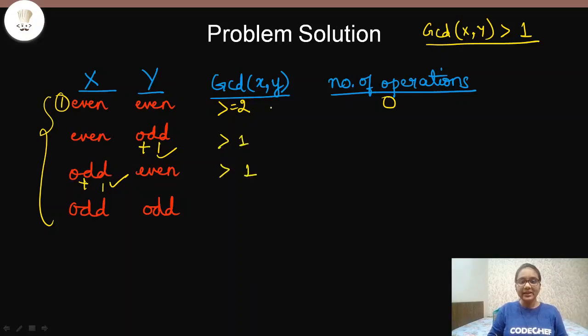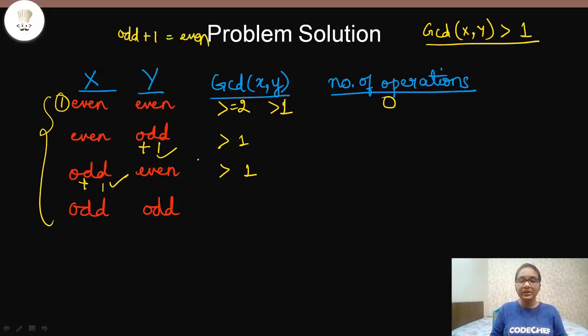Here also ideally I should have written greater than 1. So this goes with the other categories also. So here if you have one even and one odd number, what you can do, you can perform one operation to increment the odd number.